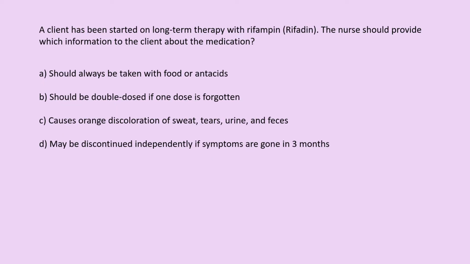A client has been started on long-term therapy with Rifampin, Rifabutin. The nurse should provide which information to the client about the medication? A. Should always be taken with food or antacids. B. Should be double-dosed if one dose is forgotten. C. Causes orange discoloration of sweat, tears, urine, and feces. D. May be discontinued independently if symptoms are gone in 3 months.